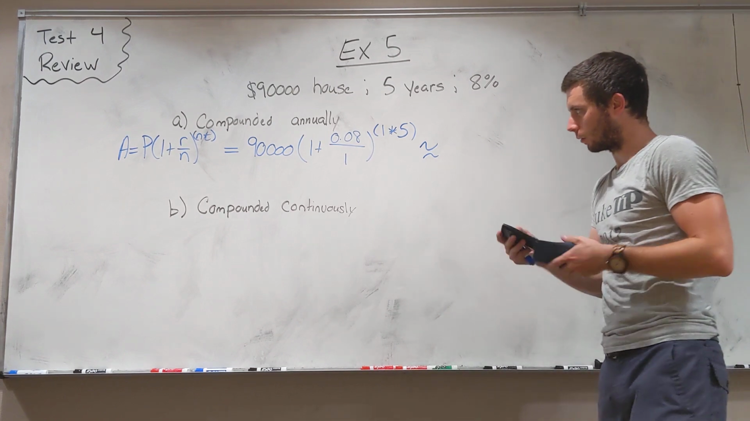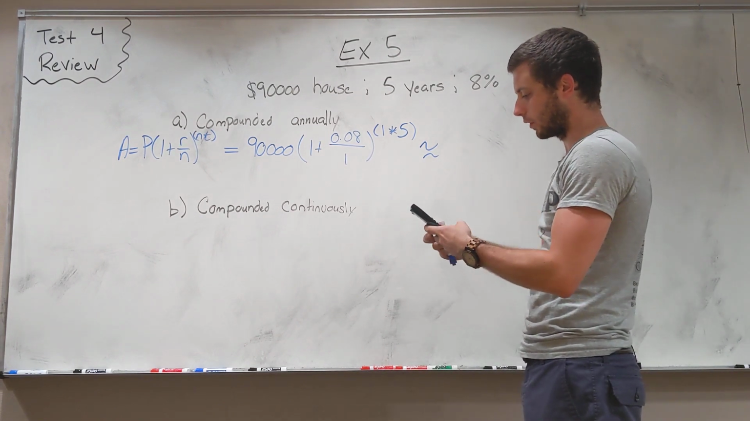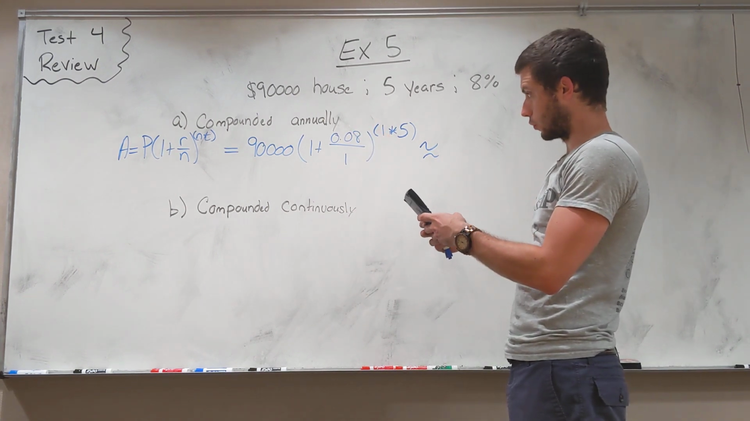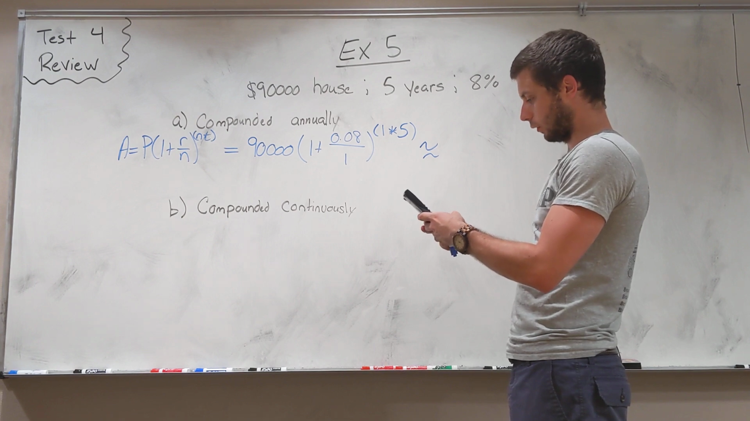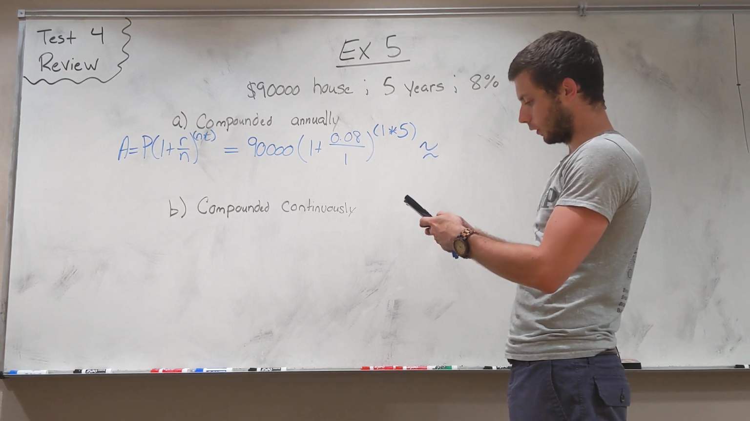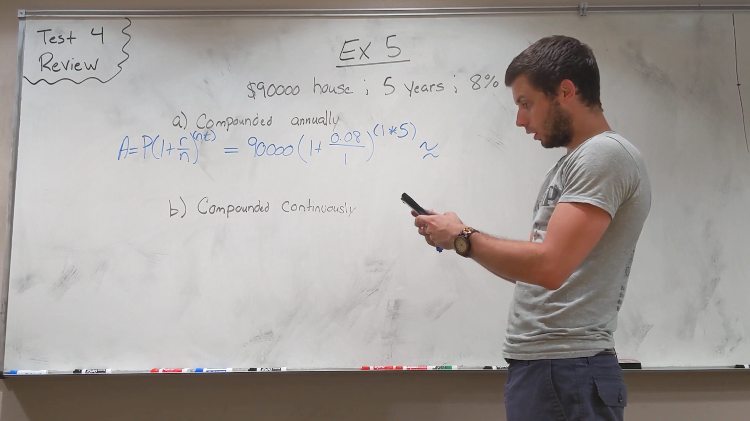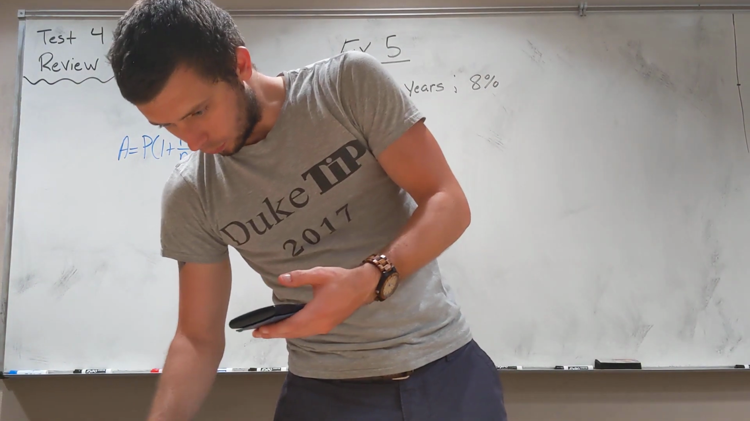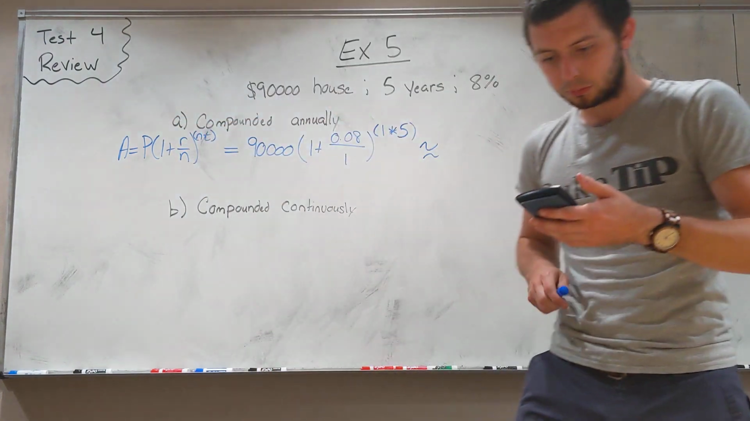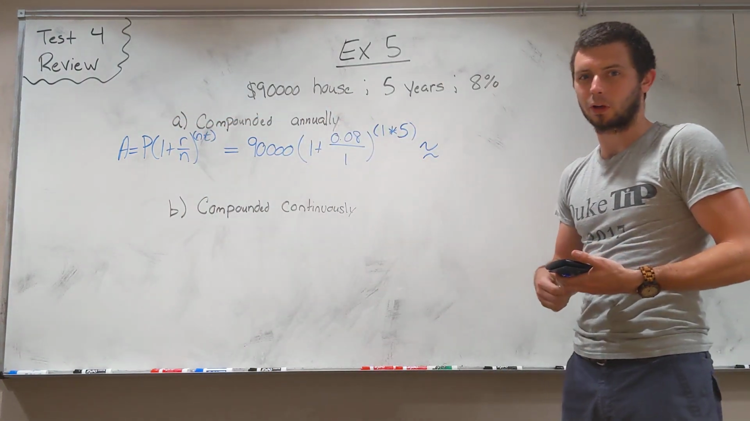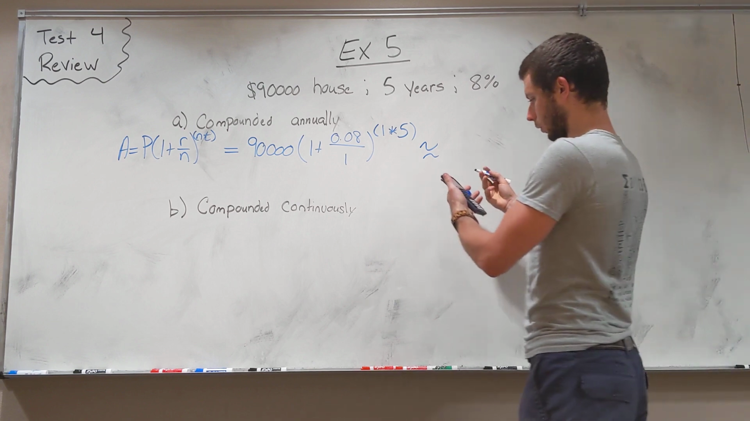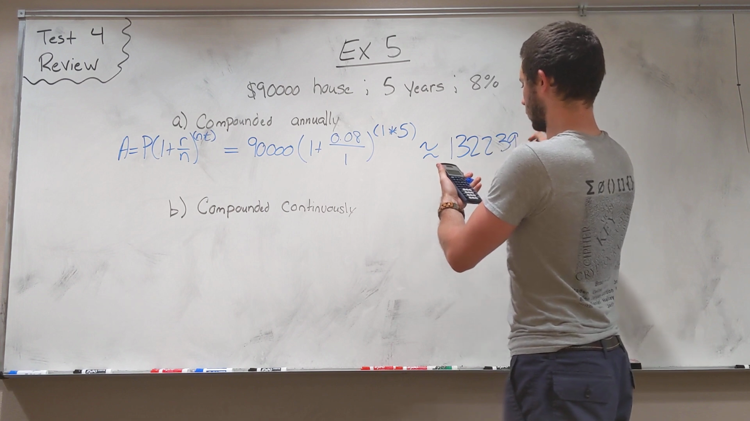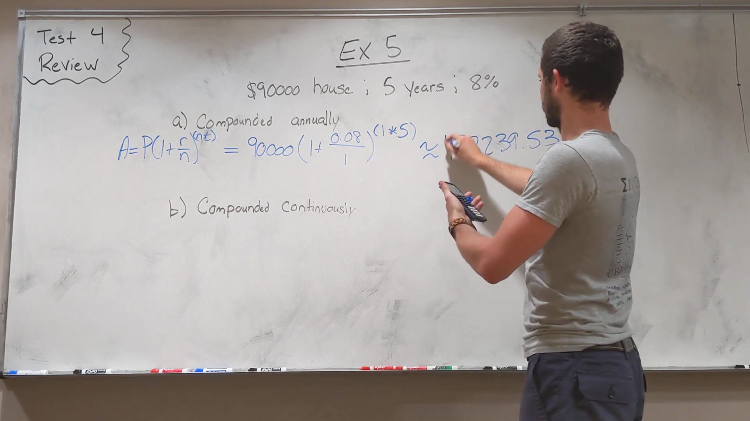Now let's go ahead and put all of that in and see what comes out. Again, if you put all the parentheses like I have here, it should work out just fine. 1 plus 0.08 divided by 1, close parentheses, raised to the 1 times 5. And so I get 132,000, some other stuff. Yeah, that seems right. And since this is money, we're going to round to the nearest cent. So it looks like that will be 13239.53.